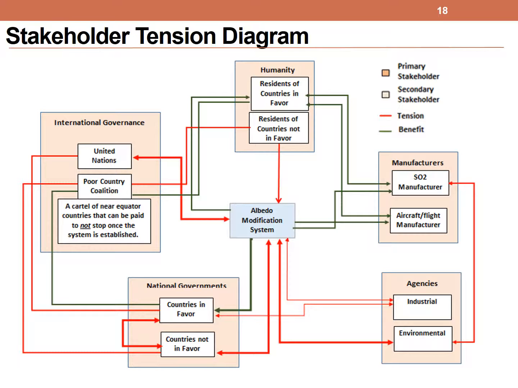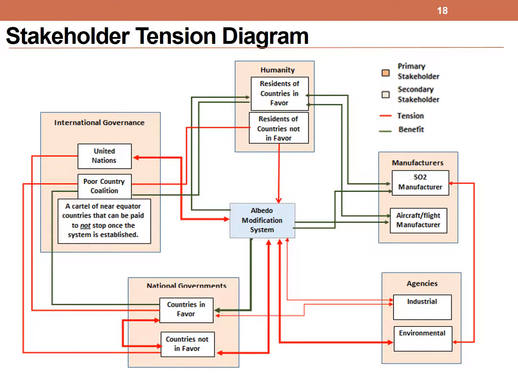In international governance, you see United Nations. This is one possibility of the governance of this system, but is most likely not going to agree to back such a system. An alternative to that would be a poor country coalition, and ultimately that would be a cartel of near equator countries that could be paid to not stop once the system is established.